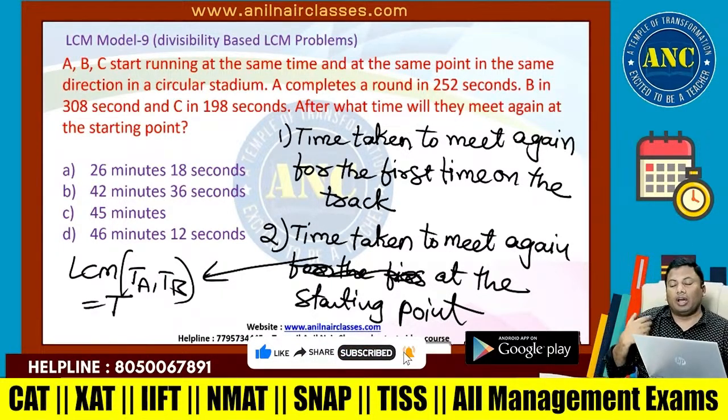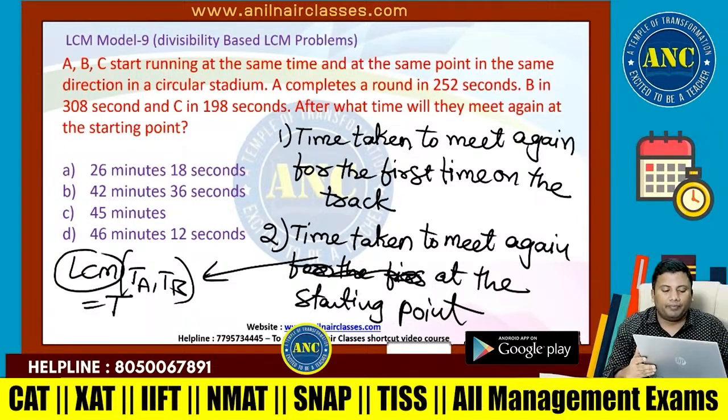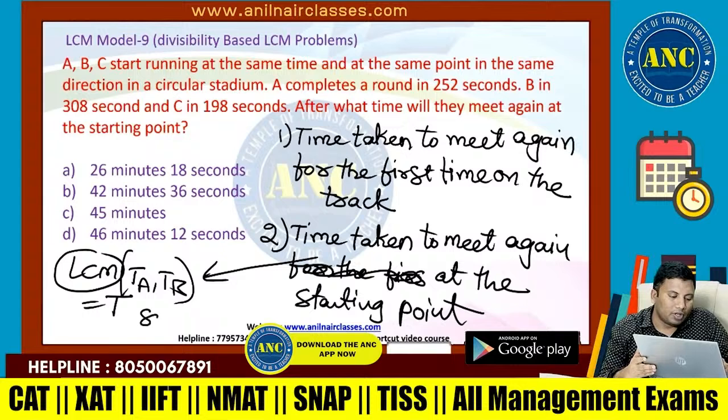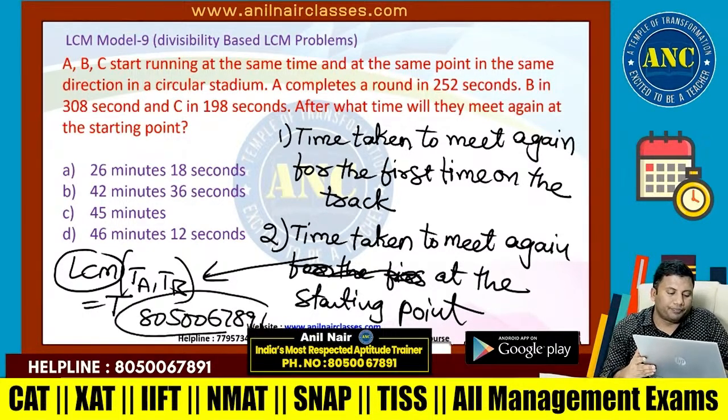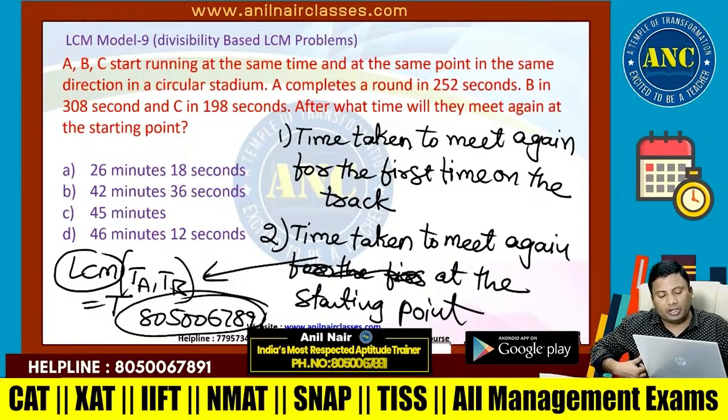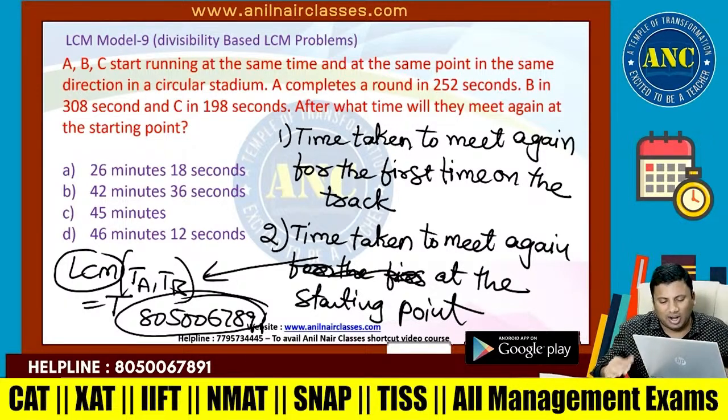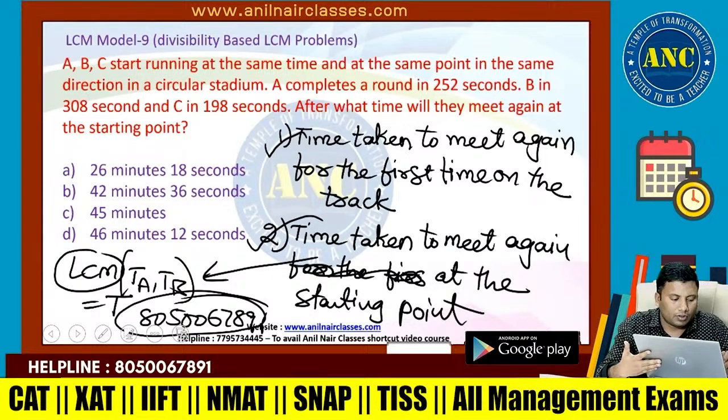In case you are curious to find out why it is LCM, you can WhatsApp me at 80500, and I can explain why it cannot be 0. Logically also, think, it cannot be 0. These are the 2 kinds of questions that can be asked. Next question.